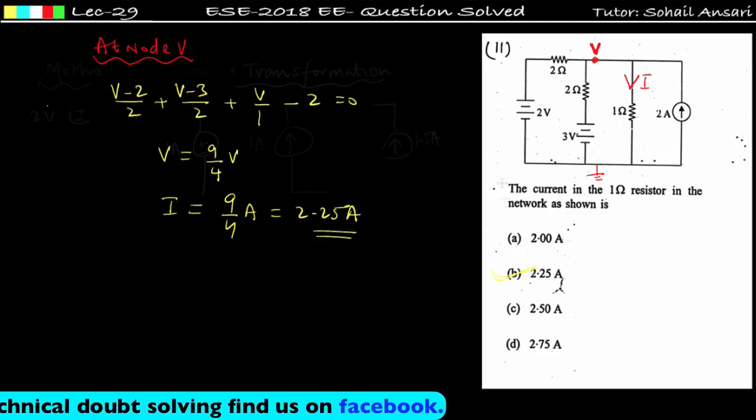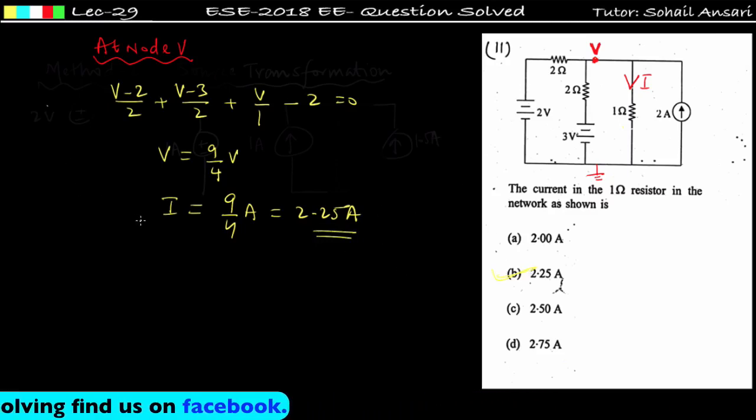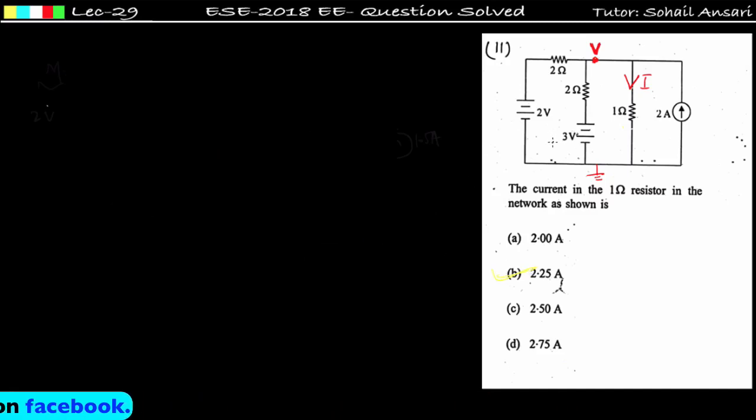There is another way of solving this problem. Let us see method 2. Method 2 is by using source transformation. See here, this is a practical voltage source, a 2 volt voltage source in series with a 2 ohm resistor. So convert this practical voltage source into a practical current source. It will be one current source having polarity like this, and the value will be 2 by 2, that is 1 ampere. You have to use the source transformation in parallel with this 2 ohm.